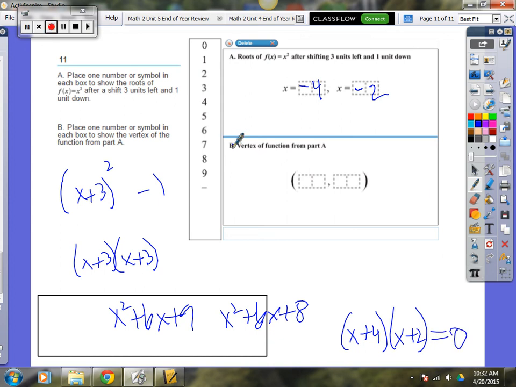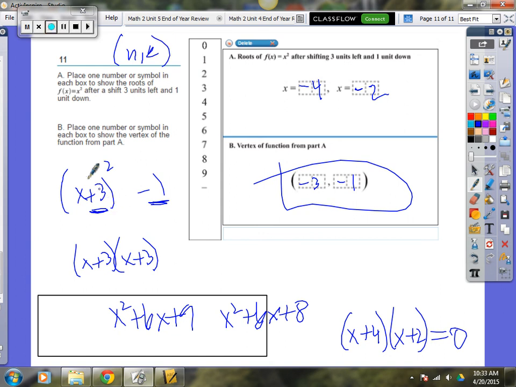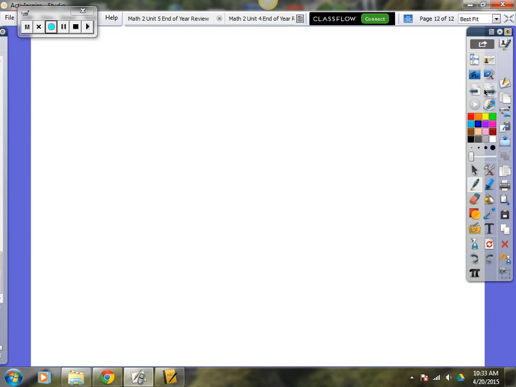Okay, now B, find the vertex. The vertex is 3 units to the left and 1 unit down. That's going to be negative 3 and negative 1. That's where my vertex is. This is the h and this is the k. So your vertex, h, k. This 3 is not positive though. It's really x minus negative 3 squared minus 1. So the vertex is at negative 3, negative 1. Awesome question. And that is it.